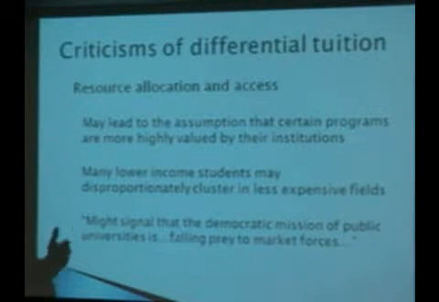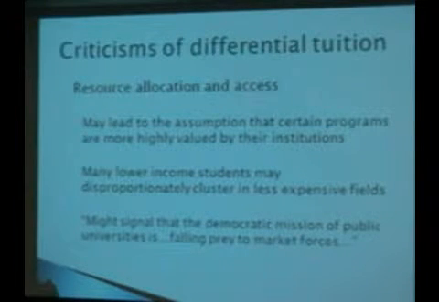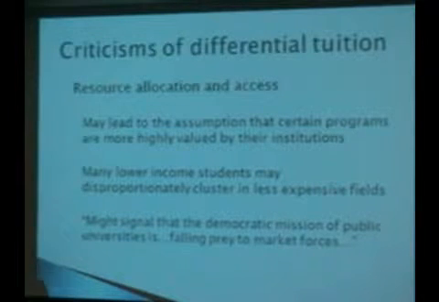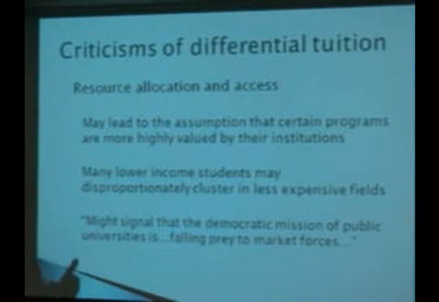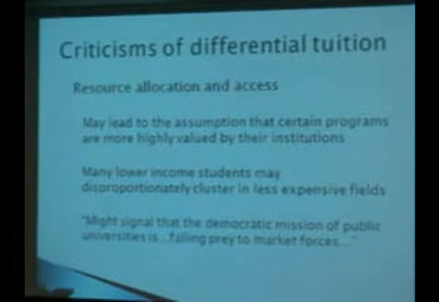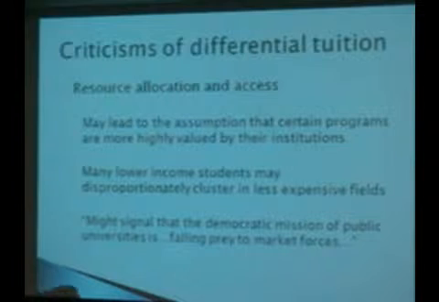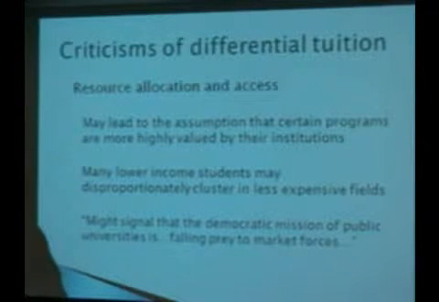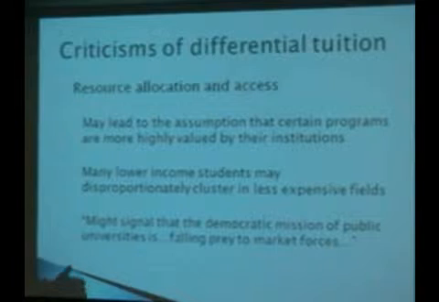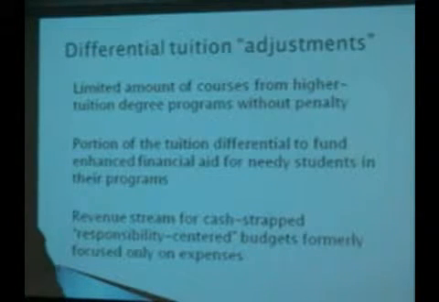There are other criticisms that include resource allocation and access decisions. For number one, the idea is that differential tuition may lead to the assumption that certain programs are more highly valued by their institutions. Secondly, we may see that many lower income students may disproportionately cluster in these less expensive fields where the tuition is lower. And finally, for some, this is a grave distress signal that the democratic mission of public universities is falling prey to market forces. So the particular question that we want to focus on here is differential tuition in public institutions.